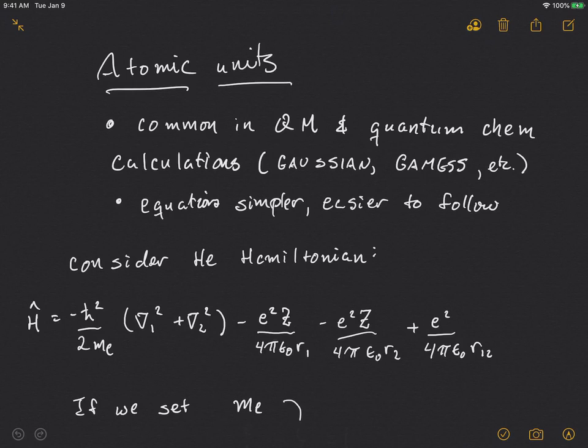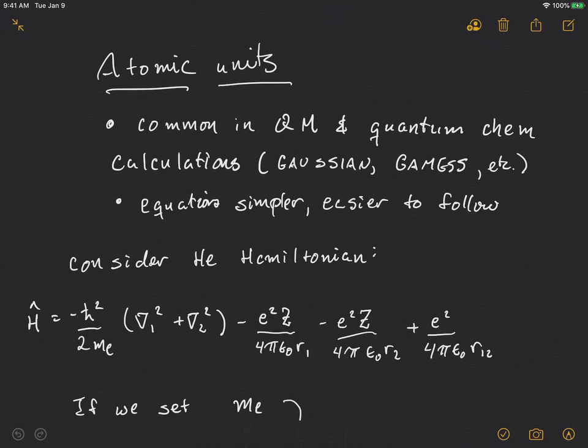Okay, here's a quick little video on the subject of atomic units. Atomic units are widely used in quantum mechanics and in particular in quantum chemical calculations such as the output of, say, Gaussian or GAMESS or any of the other well-known quantum chemistry packages. They are the sort of typical units that those packages use.